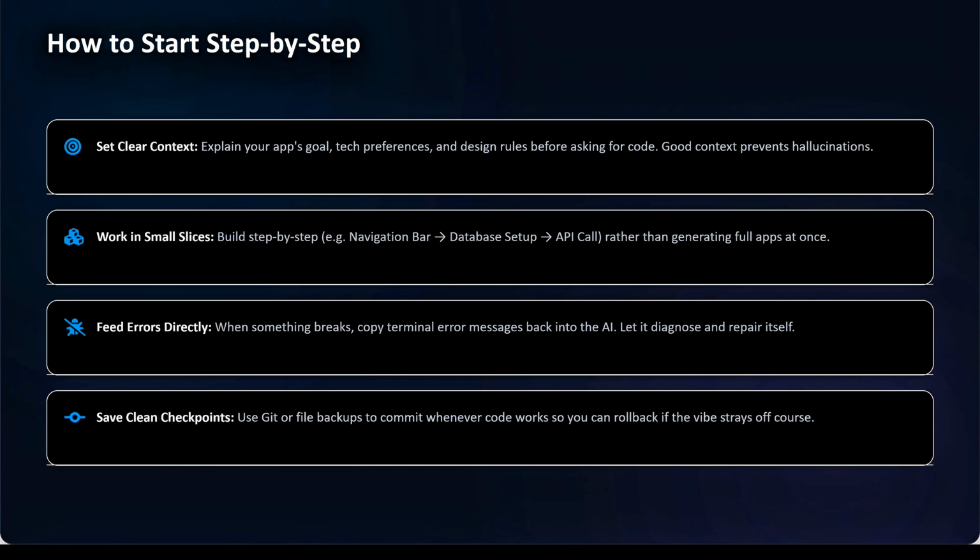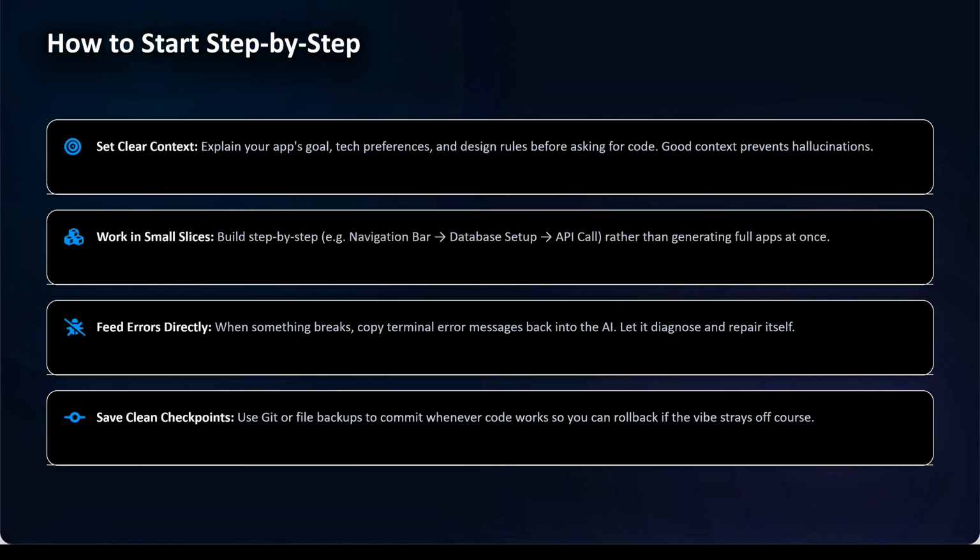Here is your step-by-step blueprint to start vibe coding today. Your first step would be to set a clear context. This basically means explain your app's goal, tech specs, and design rules before asking for code. Good context prevents hallucinations. The second step would be to work in small slices.